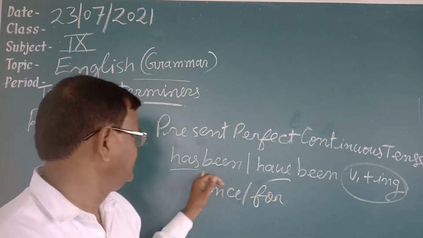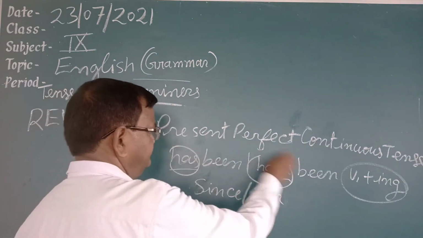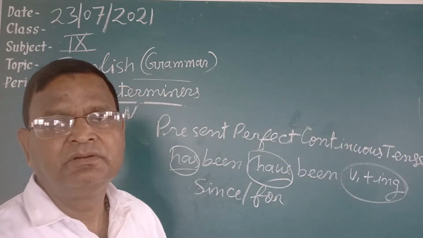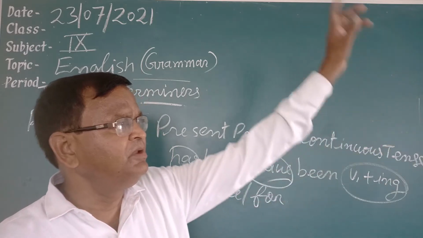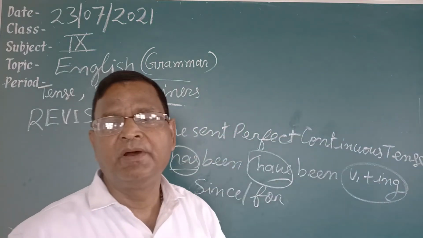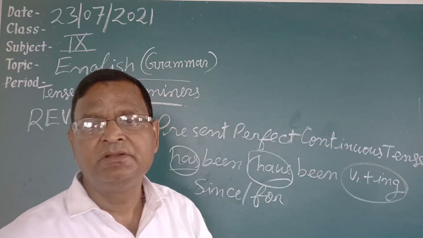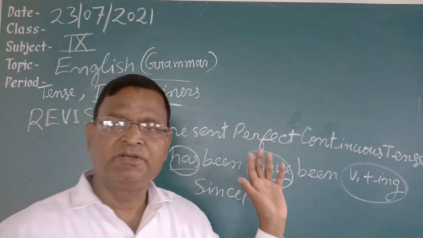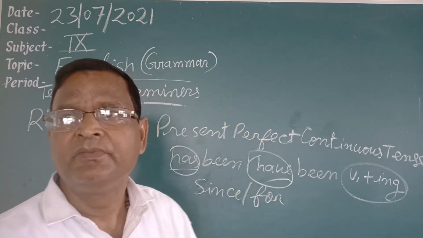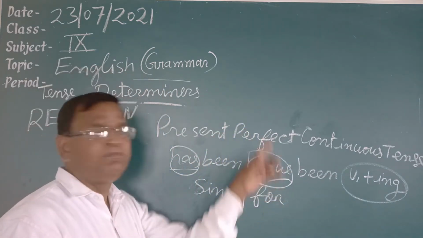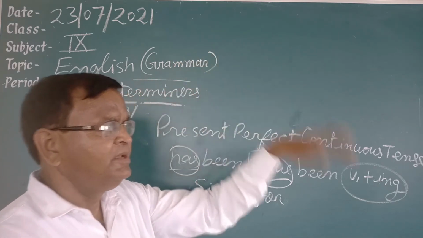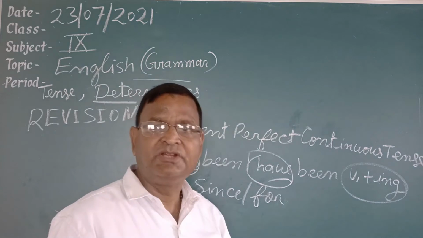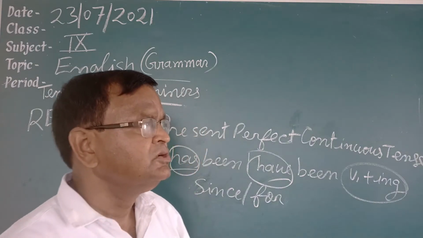If interrogative comes, then has or have comes at first, starting with helping verb. Have you been reading a novel since morning? Has they been playing cricket for 2 days? Like that. If interrogative word comes at first, like that. Where have they been playing cricket? For 3 days. Why has she been sitting there since 2 o'clock?